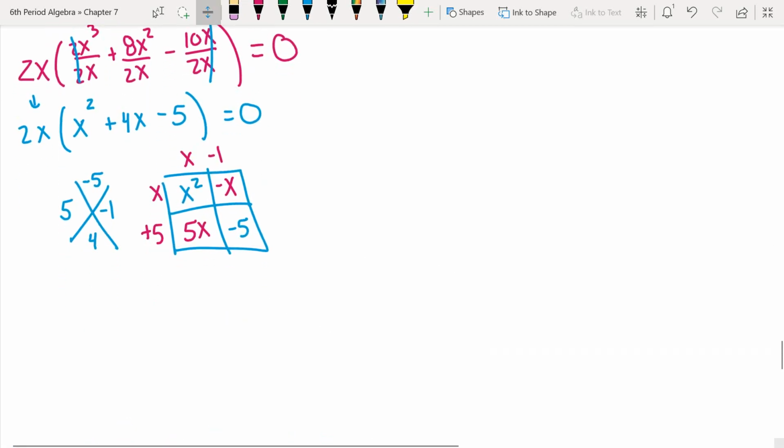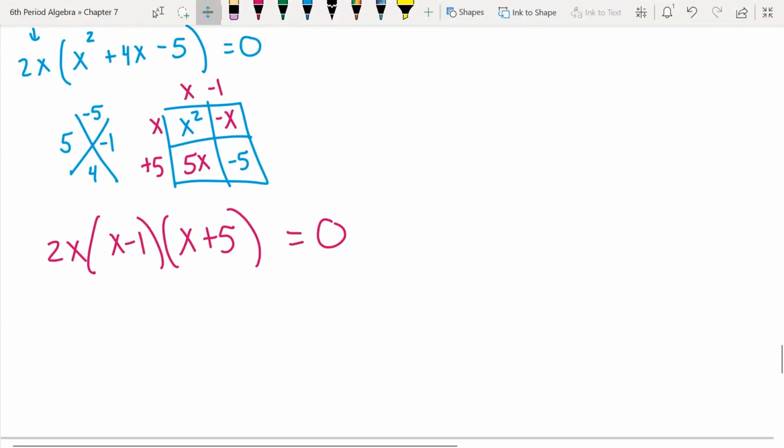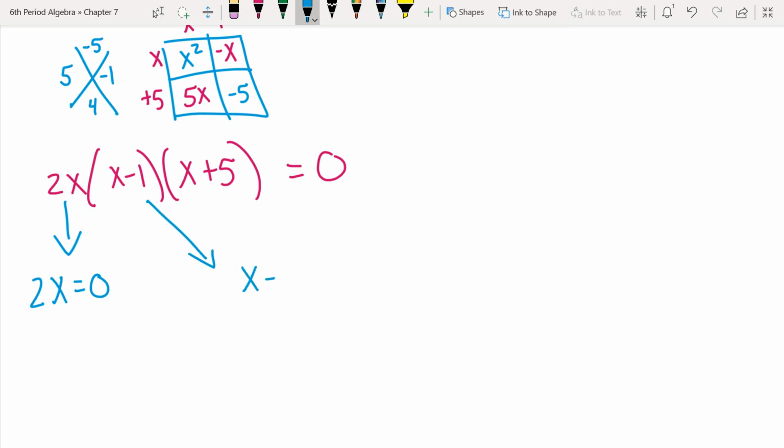Gonna keep going, because I have to rewrite my problem. I now have 2x times x minus 1 times x plus 5, still all equal to 0. Ugh, gross, this never ends. Well, this is the zero product property. I have factors that are being multiplied and they equal 0. So I have 3 mini problems where I take each factor, set it equal to 0, and solve for x. So my first problem is 2x equals 0. My second problem is x minus 1 equals 0. And my third is x plus 5 equals 0.